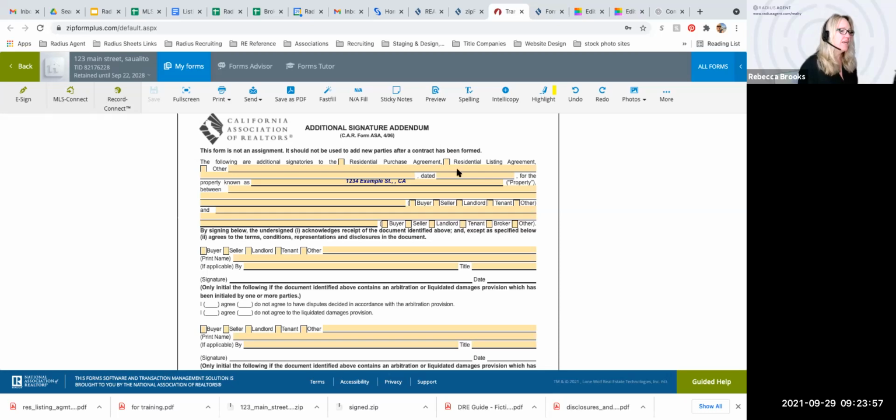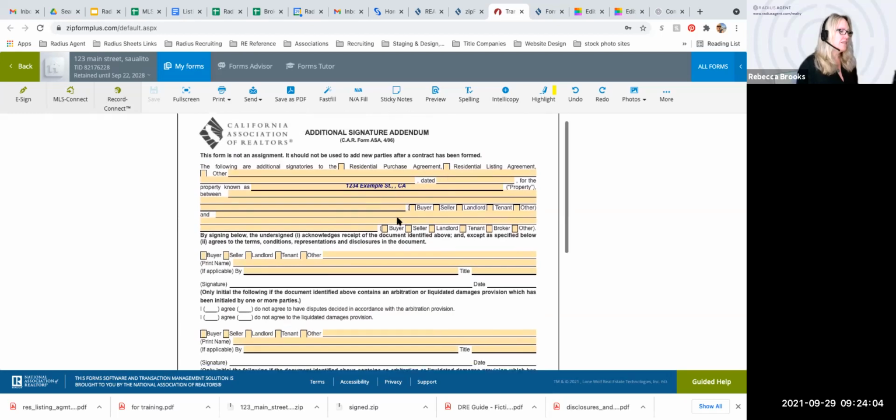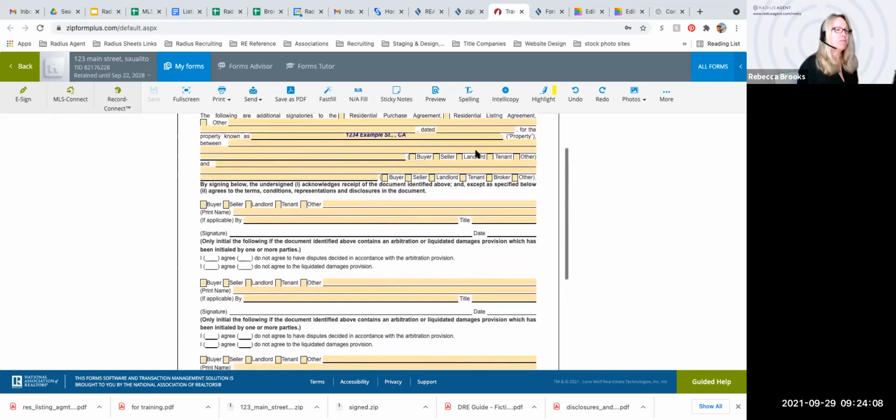Yeah. Okay. All right. And so that was a good segue into this additional signature addendum, because this is one that you can use just to make sure that things stay legible.